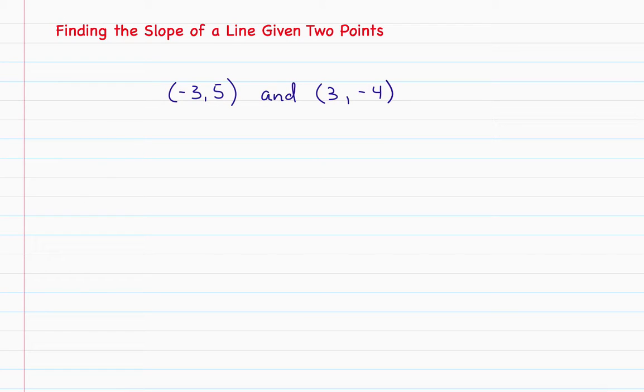Hello everyone. So let's assume that you have to find the slope of a line, and the only thing you're given is these 2 points. There's no picture, there's no diagram, you don't see the line. You just have to find the slope given these 2 points.